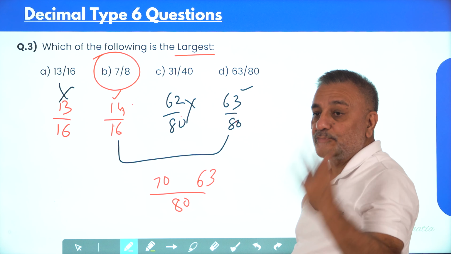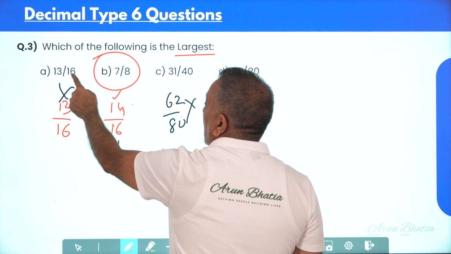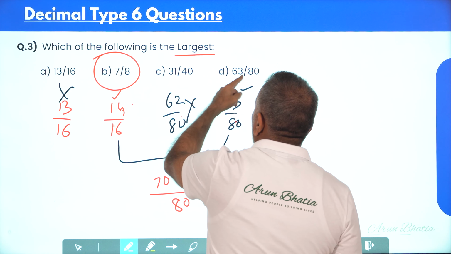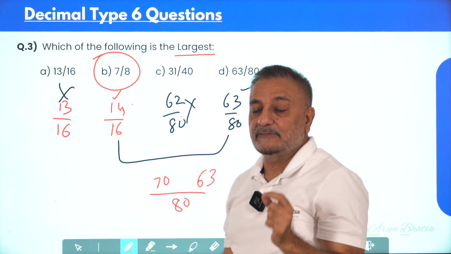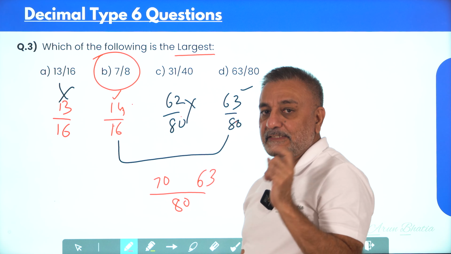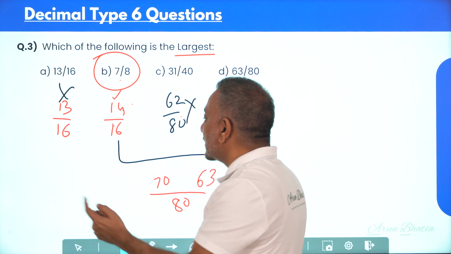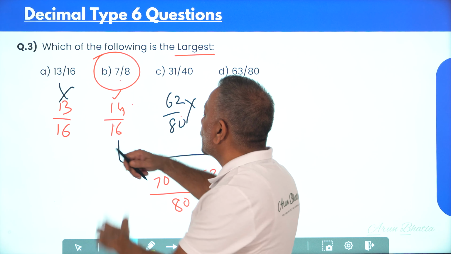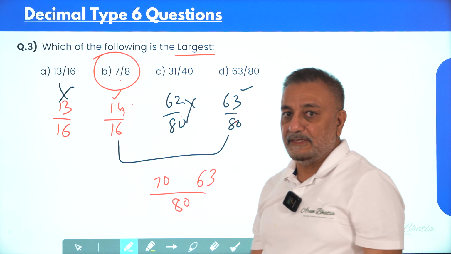But how can you solve it in 2 seconds? The difference here is 1. Here the difference is more. Where the difference is less, that means that is the largest fraction. This is true up to 95%, 97%, 98%, not always. But here the difference is only 1, so this is the answer. If you don't have the time, you can mark this, and you will be able to save time and most likely your answer is correct. Now we are moving to the next.